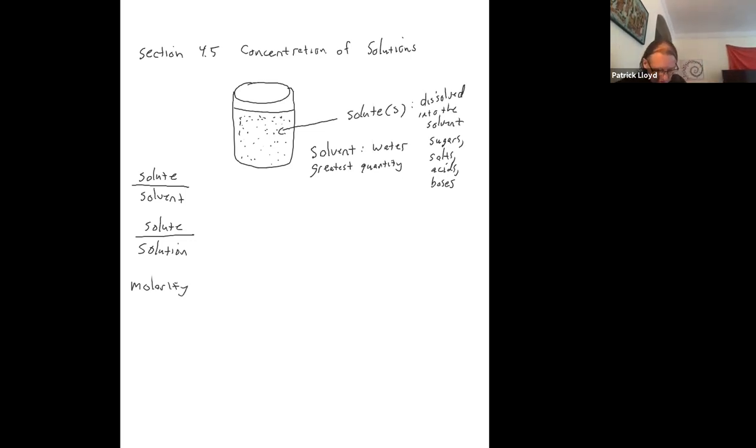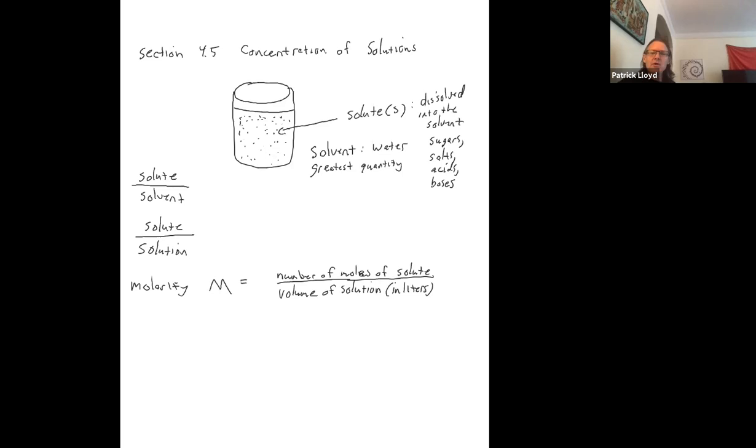So molarity has a symbol. It's capital M, uppercase M. And molarity is defined as the number of moles of a solute divided by the volume of the mixture, the volume of the solution. We'll use mixture and solution interchangeably. And this is in liters. It's got to be in liters.